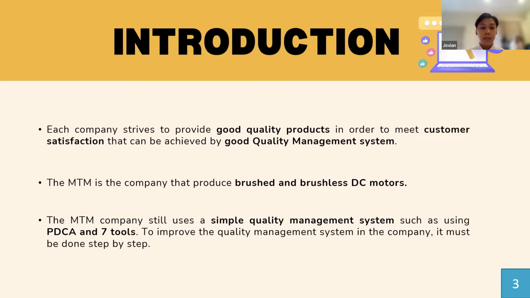The MTM company still uses a simple quality management system, such as PDCA and seven tools. They need to improve the quality management system in the company to reduce the number of defective products. The company cannot implement a high level of quality management system in a short time. They need to do it step by step. Implementation of Six Sigma can be the first step to implement a more advanced quality management system.